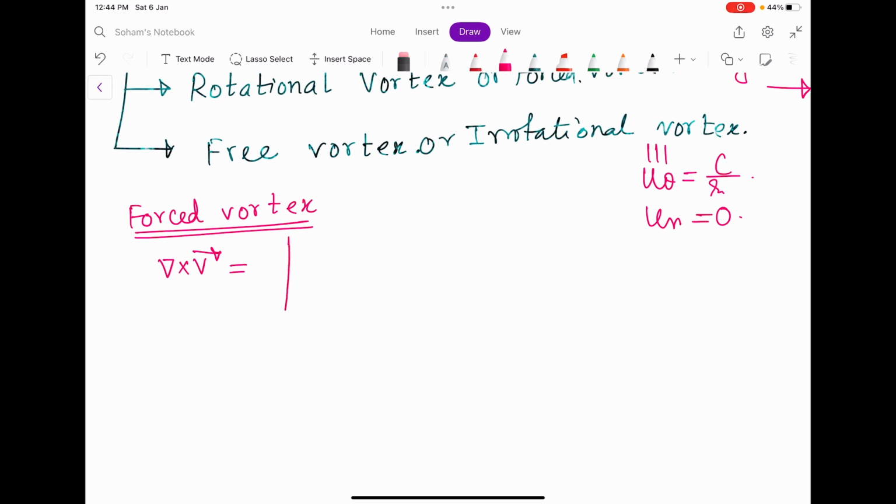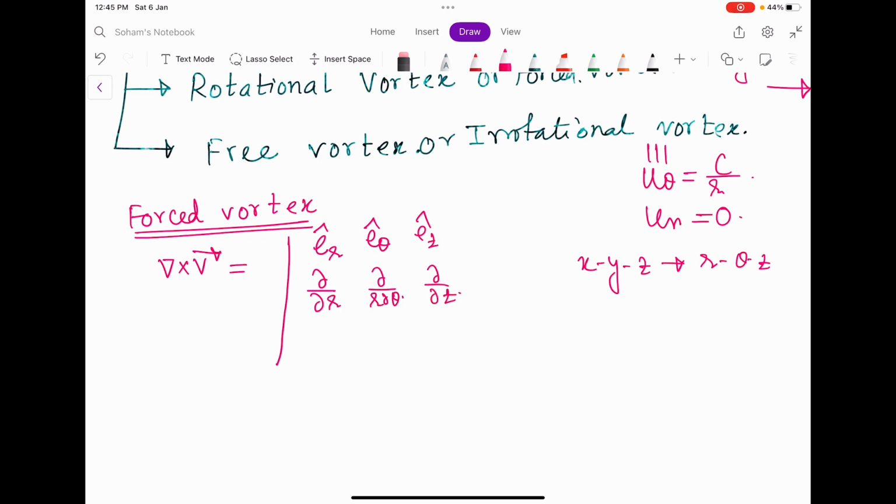So this will be now E of, so in ijk, that is x y z. In cylindrical, in r theta z, from x y z I have to move to r theta z. So this will be e_r, e_theta, e_z, the unit vectors, and this is del del r, del del theta and del del z.